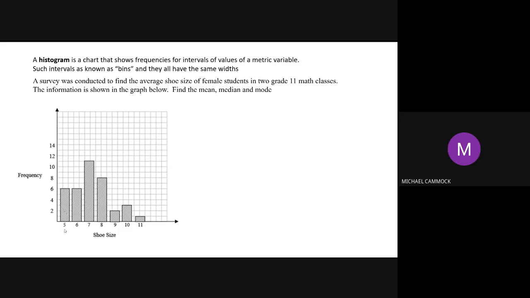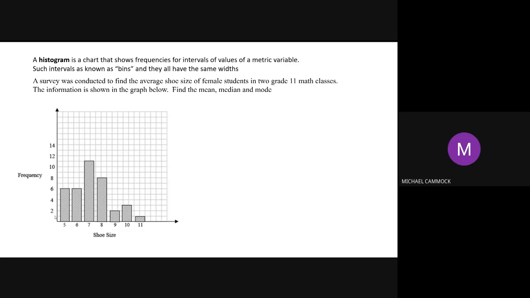So this is a shoe size of 5. And if you look at this grid, this bar goes up to 6. It means that there were 6 people who had that shoe size. Size 6, also 6 people. But for size 7, we had 11 people who had that shoe size. And you can just keep reading along the graph to see how much of each shoe size they had in these 2 classes of grade 11 students. So size 10 had 3 students.